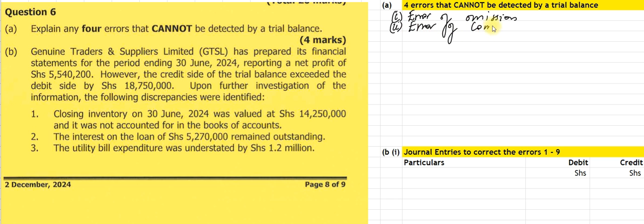Error of commission. Error of commission. What is an error of commission? An error of commission happens when a transaction is recorded in the correct class of account, but in a wrong specific account. So you're entering the transaction in the correct class of account, but in the wrong specific account.